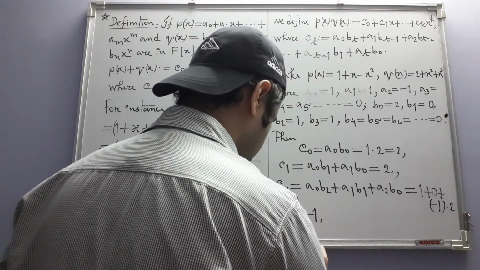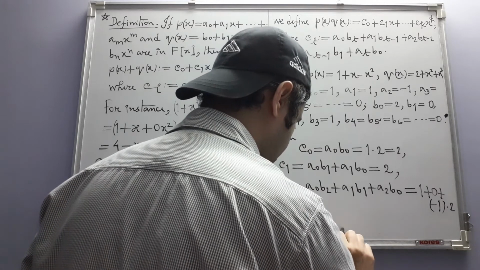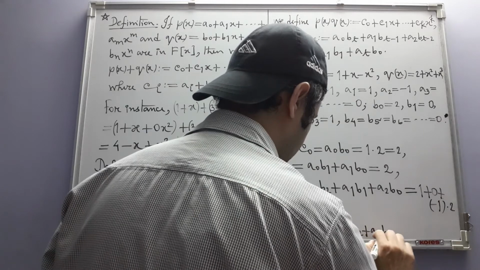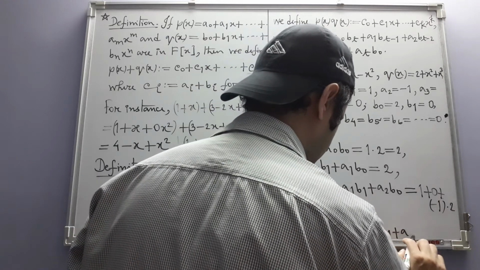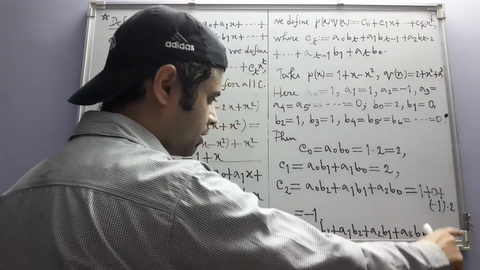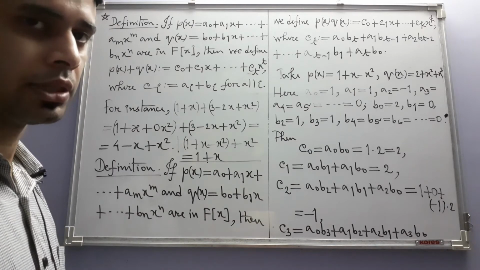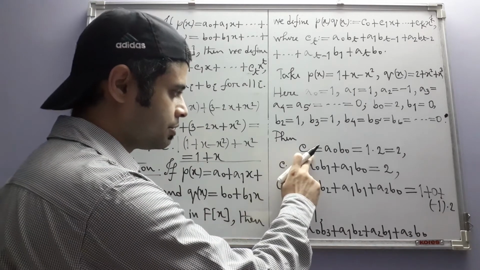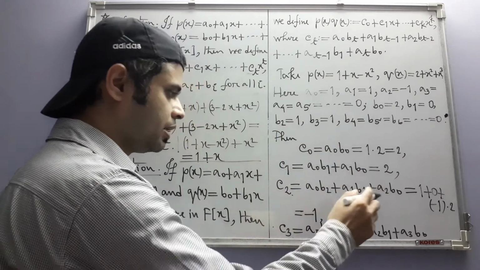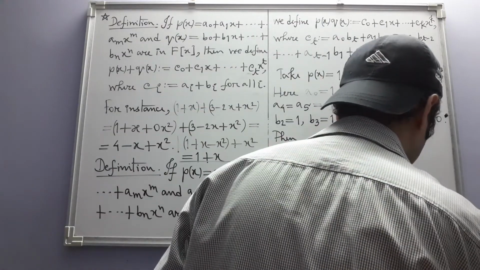Then we come to C3, A0 B3 plus A1 B2 plus A2 B1 plus A3 B0. So the number of terms in Ci will be i plus 1. Here we have 0, so we have 1 term. For 1 we have 2 terms, for 2 we have 3 terms, and for 3 we have 4 terms.